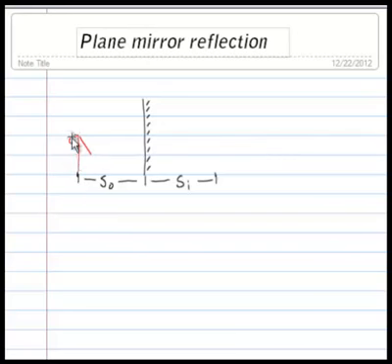The object is in red here, and the distance away from the mirror surface is the displacement of the object, which is SO. And the distance the image is going to be away from the back of the mirror is going to be the displacement of the image, which is SI. When we draw an image in a plane mirror, the distance that it is behind the mirror is exactly the same as the distance in front of the mirror.